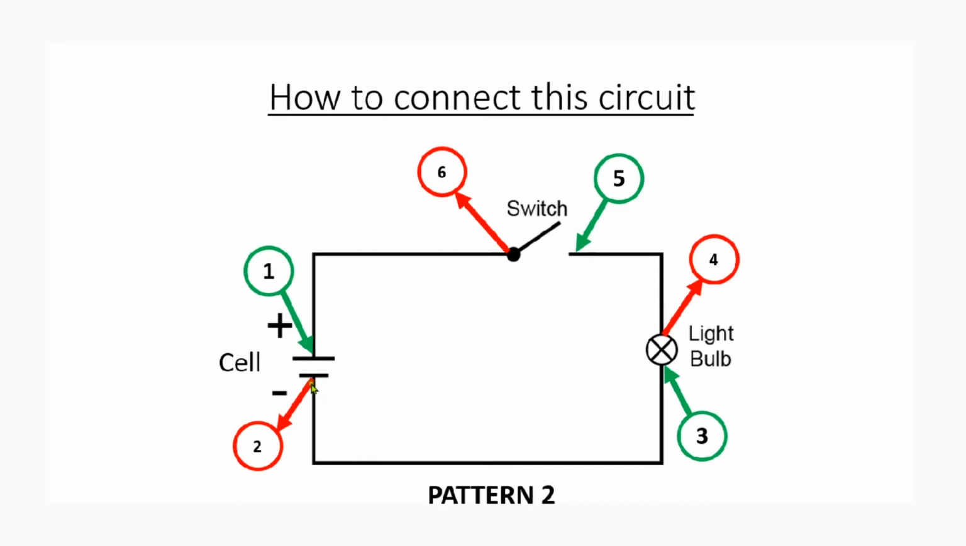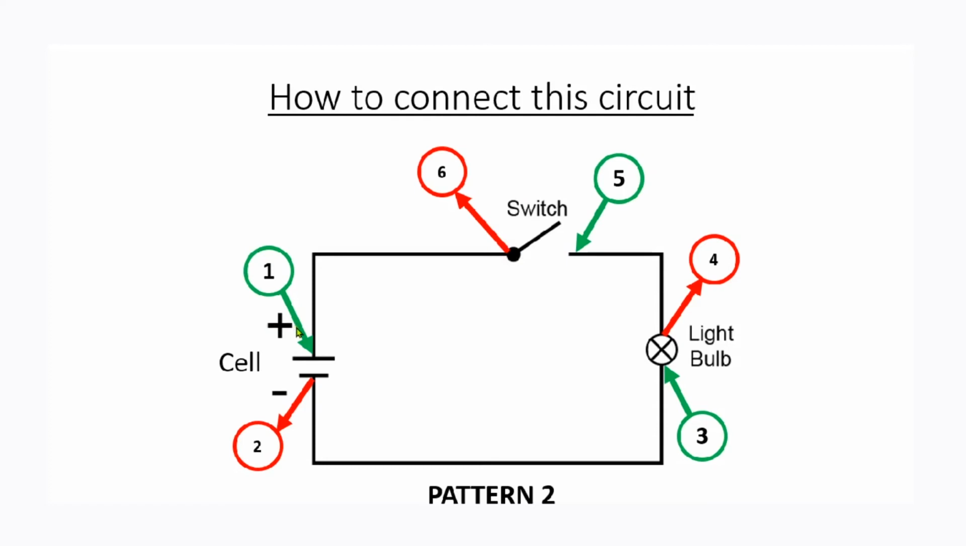All we need to do is take a piece of conductor from the cell, and we will connect it up from number 2 to number 3. We will take a second conductor and we will connect it from number 4 to number 5. And we will take a third conductor and connect it up from number 6 to number 1.